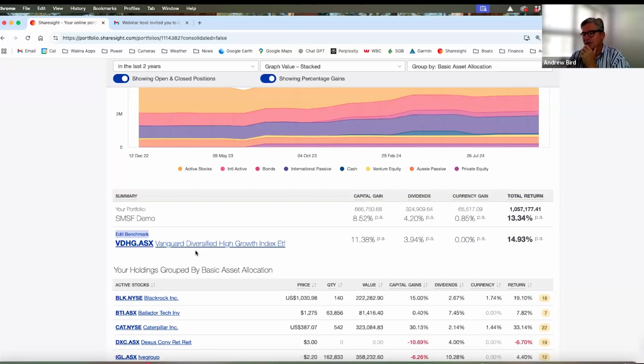There's no point in having, for example, STW, which is the ASX 200. I mean, that's a perfectly fine benchmark. But in the case of my portfolio, which is quite diversified geographically, it doesn't really make sense to just benchmark against that. Equally, I could choose a Vanguard balanced portfolio or balanced ETF, which has a much higher allocation to defensive assets.